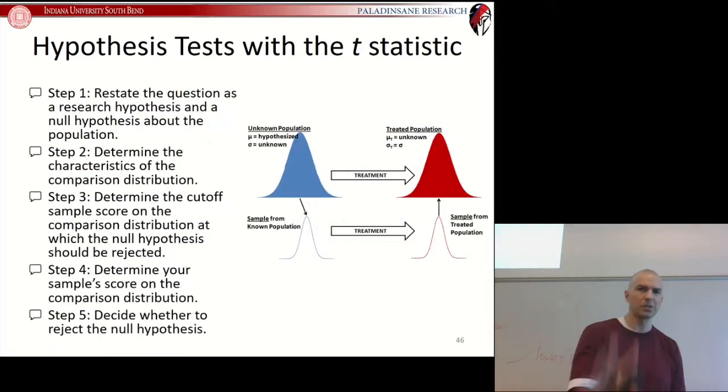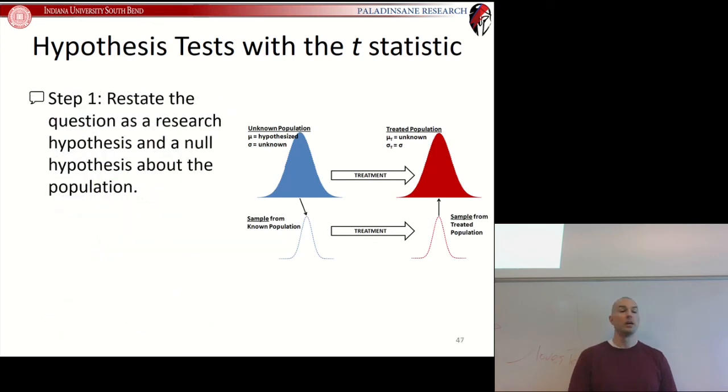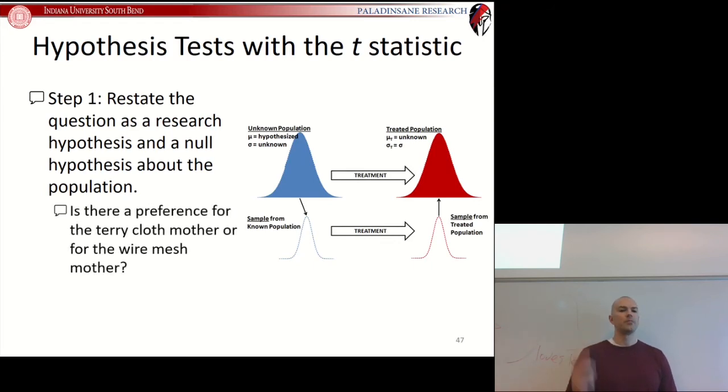Some of this is going to be a review because, as I mentioned before, parts of the hypothesis test do not change. So restate the question as a research hypothesis and a null hypothesis about the population. We're asking the same question we asked the previous times we looked at this. Is there a preference for the terry cloth mother or for the wire mesh mother? Basically, do they spend more than 9 hours with one of those two mothers?